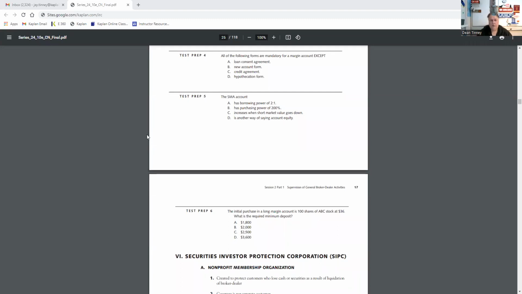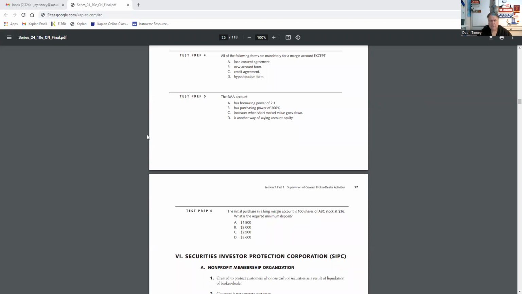Test prep 4, all the following forms are mandatory for a margin account except. You should definitely know that a loan consent form is not mandatory. We don't make a client lend their securities. It's not in a person who's long the securities' best interest to help people establish short positions. And so that documentation on the margin account, it is an add-on. The loan consent form is not mandatory. It's optional. So A.